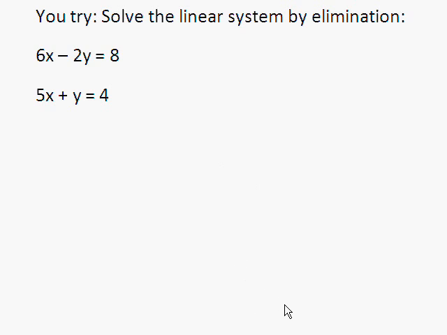Go ahead and try to solve the system by elimination on your own, pressing pause, so when you're ready to see the answer, please press play. Now you can solve this linear system by eliminating either of the variables. I'm going to work it both ways so that you can see which way you like best. If you chose to eliminate the x's first, you would have had to multiply the top equation by negative 5 and the bottom equation by positive 6.